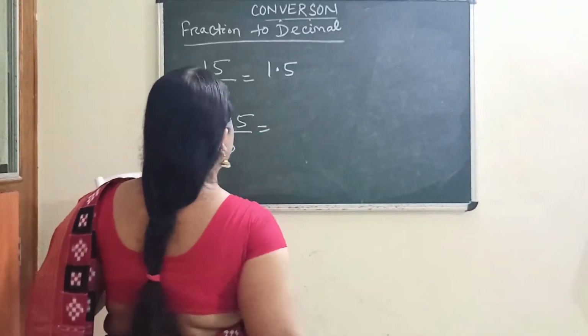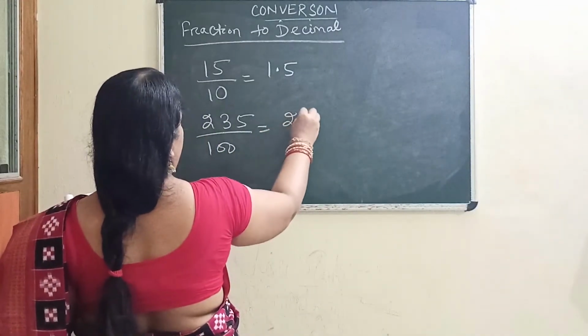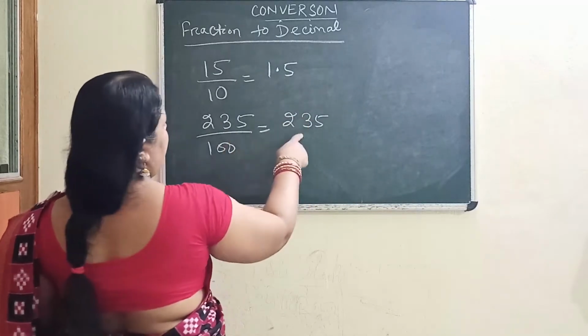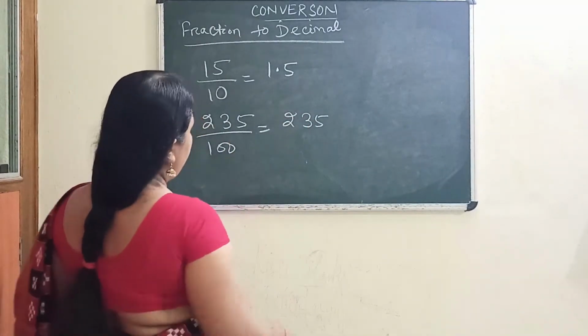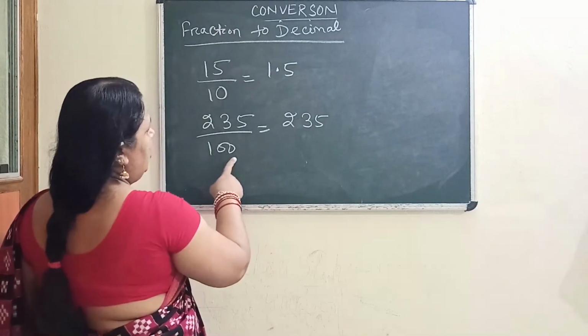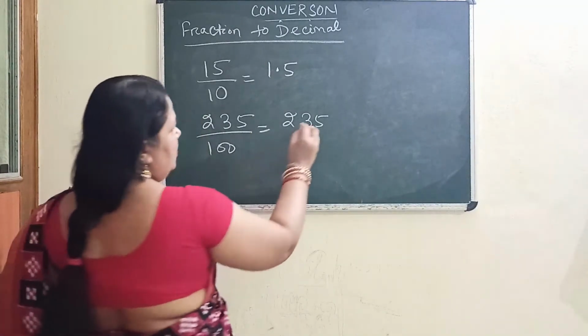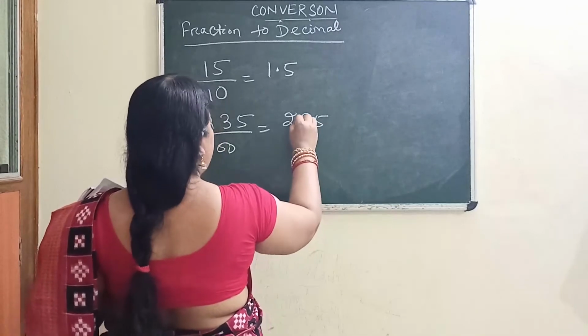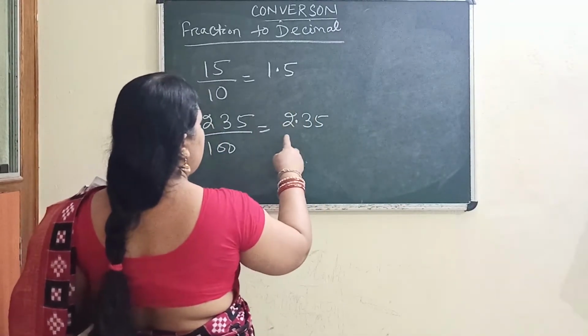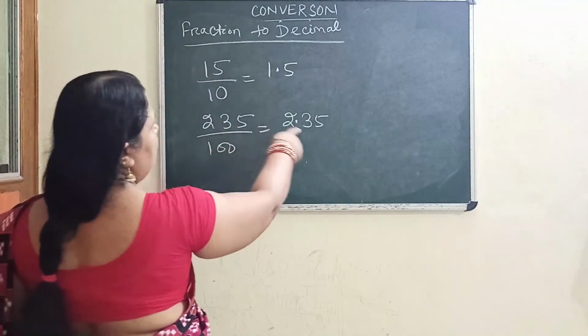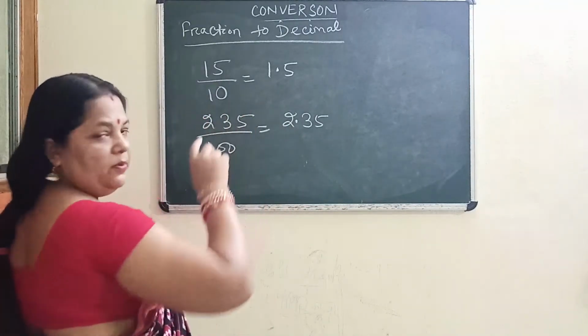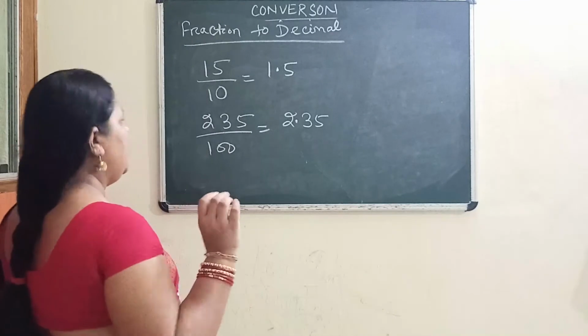Suppose 235 by 100. So what you will do? Write this number 235. The numerator number you directly write. Then where you will put decimal point? In denominator 2 zeros are there. So leave 2 places from right side. Put the decimal point. It will be 2.35. This is your conversion from fraction to decimal when the denominators are 10, 100, 1000 like this.